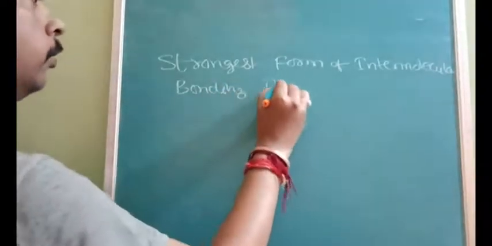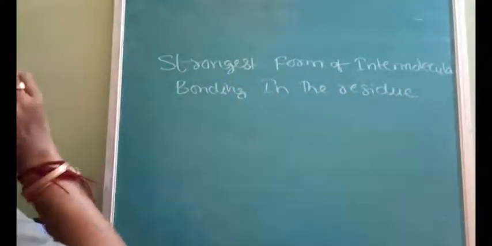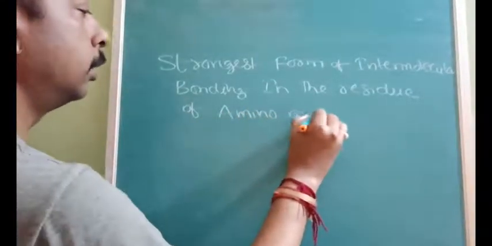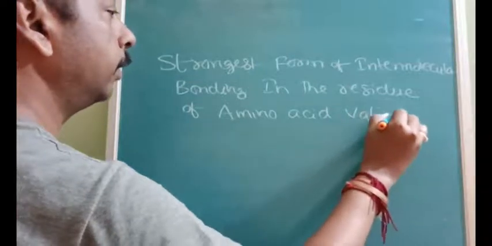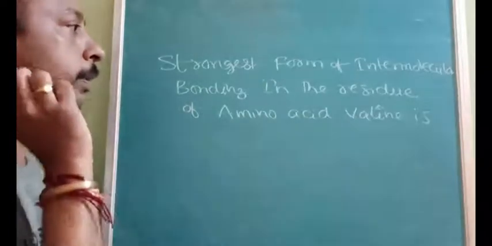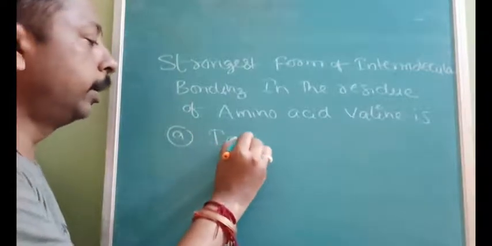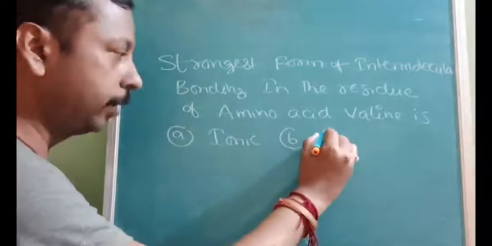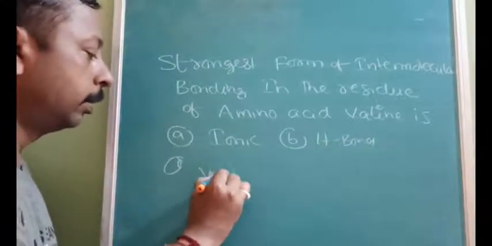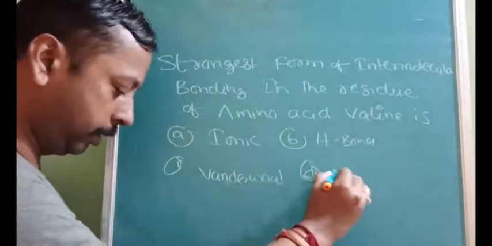Intermolecular bonding in the residue of amino acid valine. Okay, is the question understood? In valine, which of the following is the strongest intermolecular bond? First one is ionic bond. Second one is hydrogen bond. Third one is van der Waals bond. And fourth one is none of these.